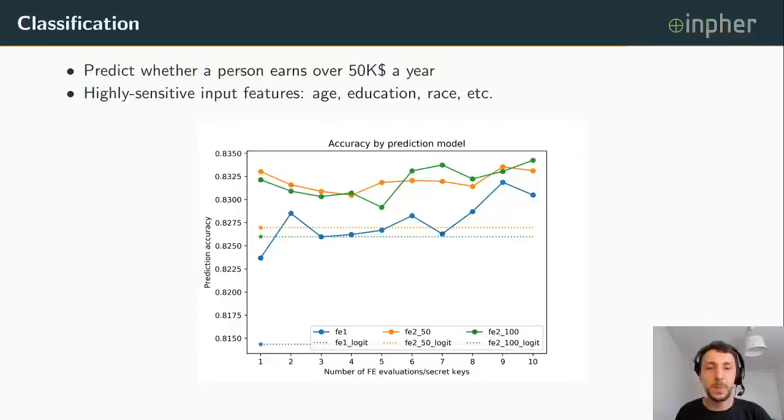As before, we have implemented a neural network for classification using a quadratic or linear first layer, and in this plot we depict the prediction accuracy as a function of the number of function encryption evaluations. As you can see, it is always better to use a quadratic function encryption compared to a linear one, as in the case of the MNIST dataset. But on the contrary, increasing the number of function encryption evaluations does not increase the accuracy of the model. This is a well-known fact in the machine learning community, because the census income dataset is not well suited for neural network type algorithms.